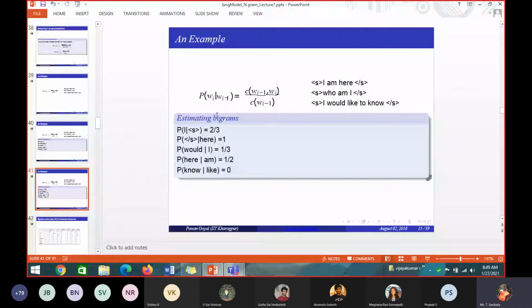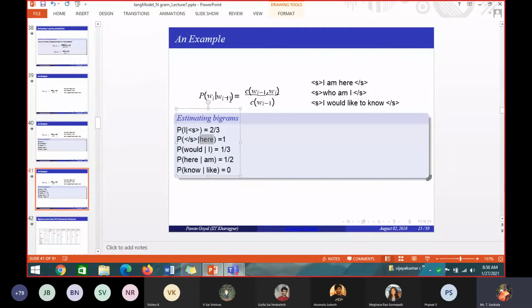What is Wi in the second example? End of the sentence. Given Wi minus 1. What is Wi minus 1? Which word is equivalent to Wi minus 1? If Wi is end of the sentence, what is the word given before it? Here is Wi minus 1.